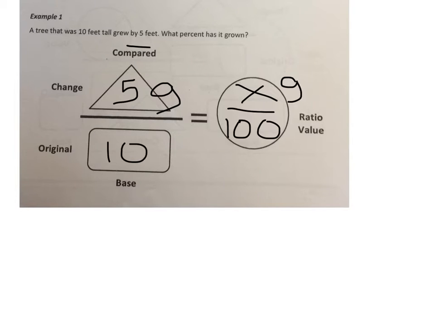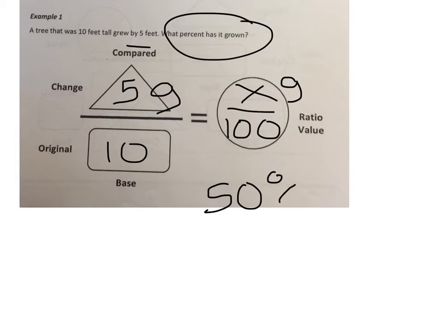feet tall. So to solve that, you're going to go ahead and multiply across and divide, and you're going to get 50 over 100, but the question's asking for the percent. 50 out of 100 is 50%. So we just make sure we have a percent sign when they ask what is the percent.